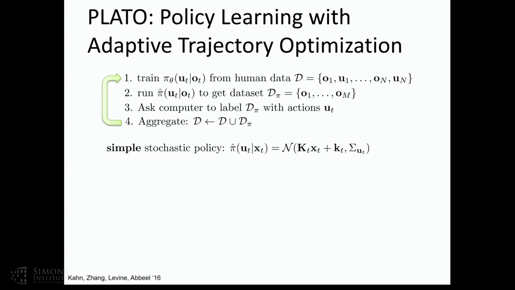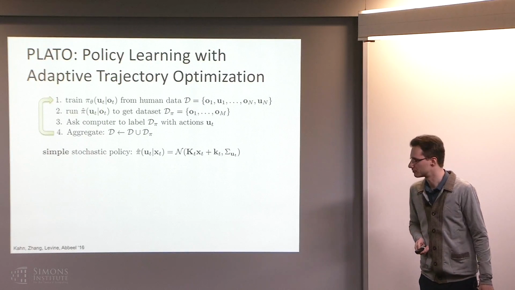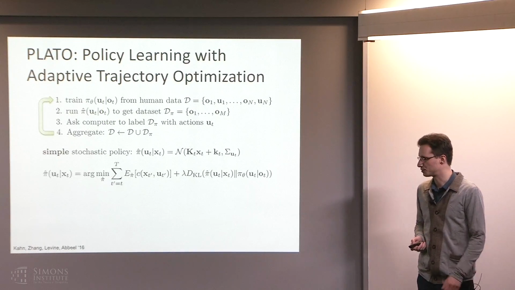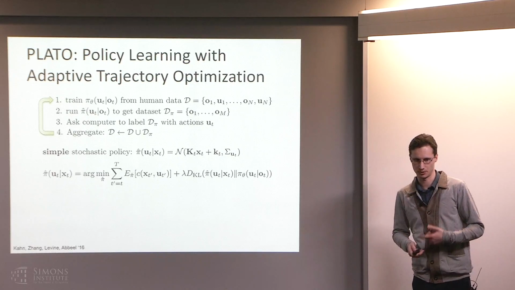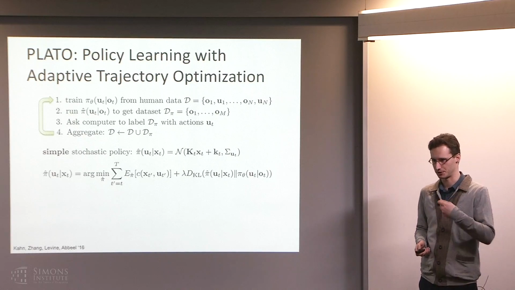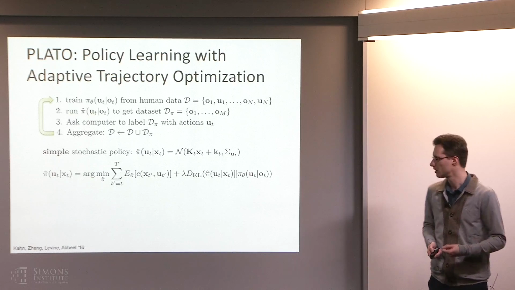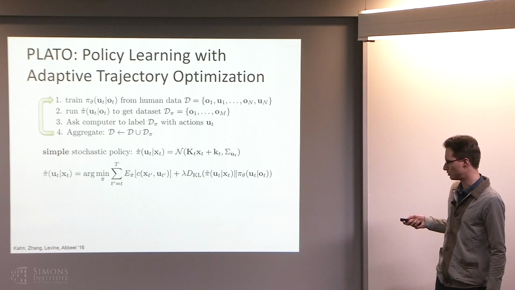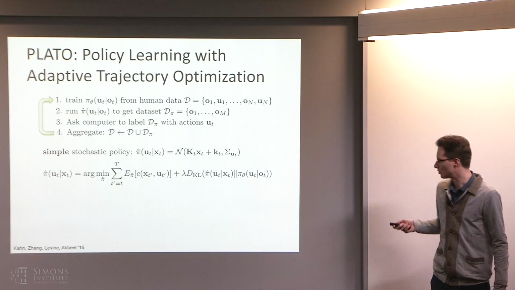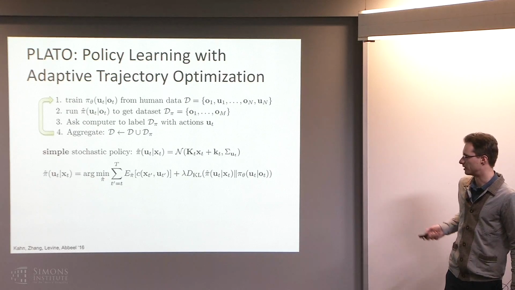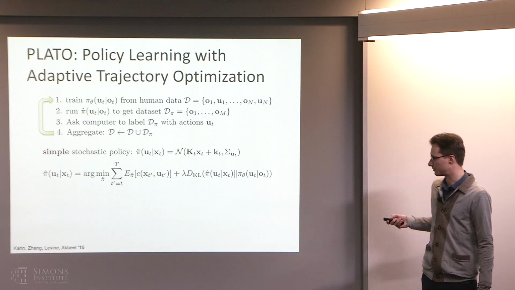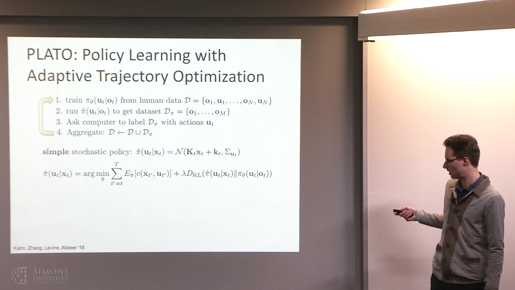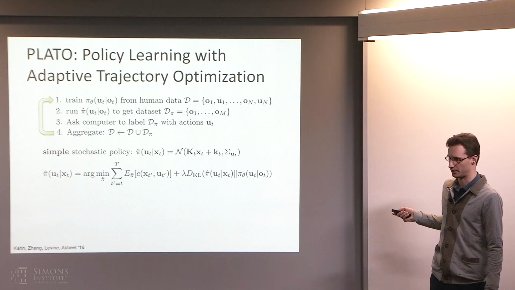So pi hat is going to be this simple stochastic policy. It doesn't really matter so much what it is, but in our implementation, it's a time-varying linear feedback policy, and it's going to be re-optimized at every single time step. So this is what's called model predictive control in robotics. Every single time step, we're going to solve an optimal control problem, which means we're going to replan every time step, and our objective is going to be the usual objective, which is to minimize expected cost, but with an additional term with a little multiplier lambda on it that says minimize the KL divergence between the policy that you're going to optimize, pi hat, and the learned policy pi theta.